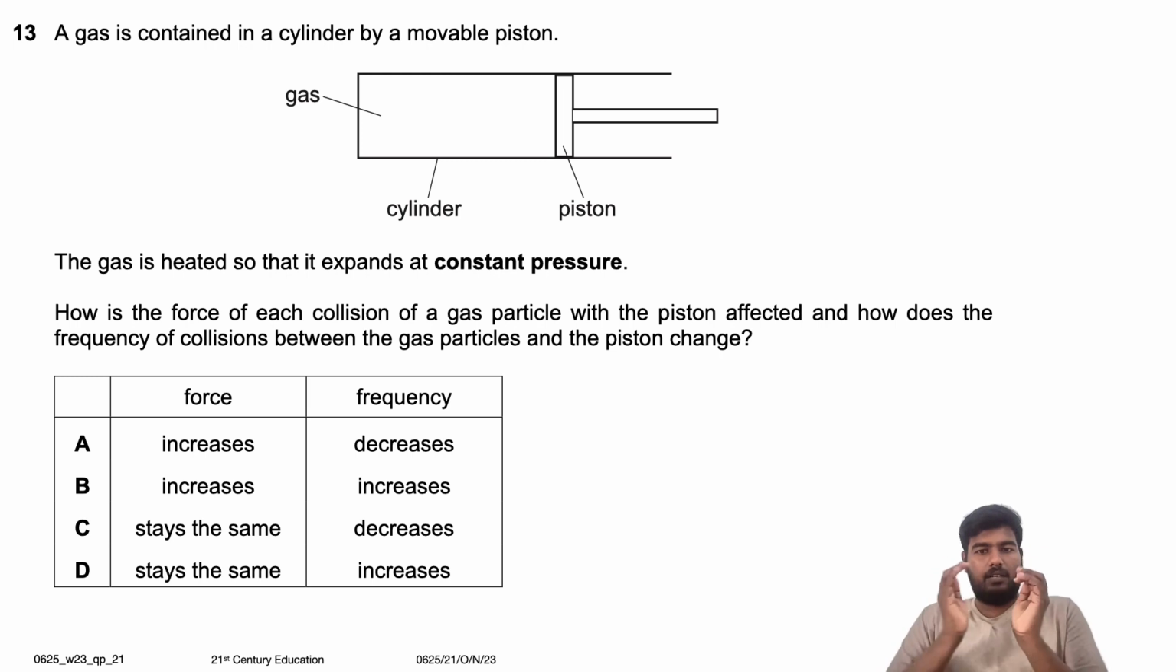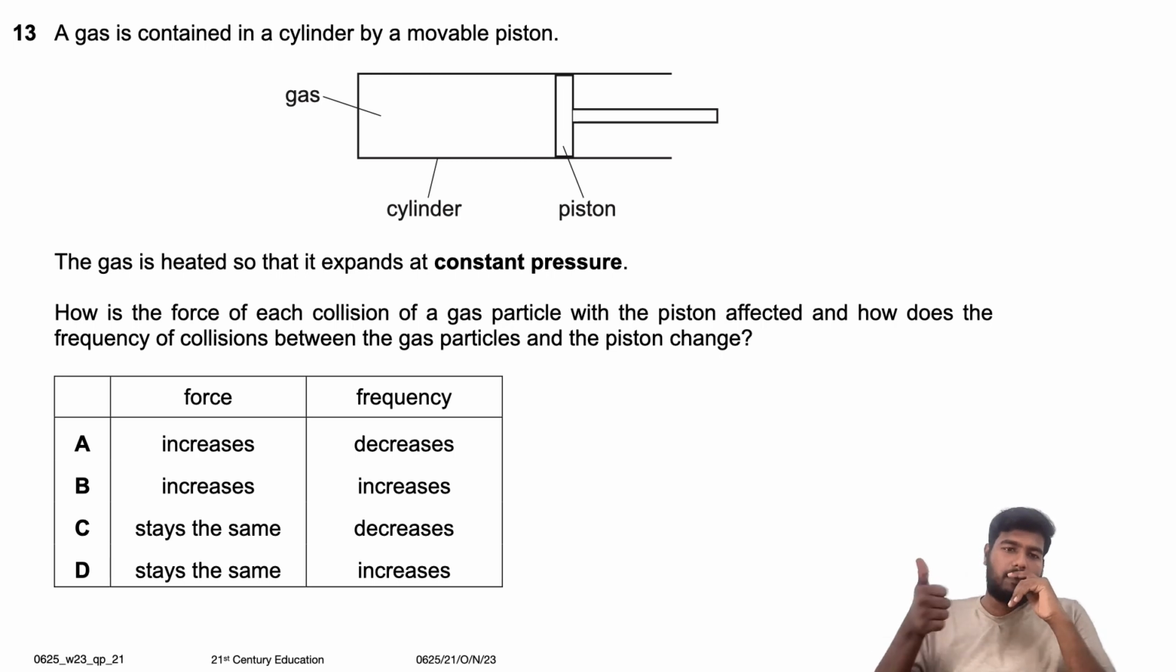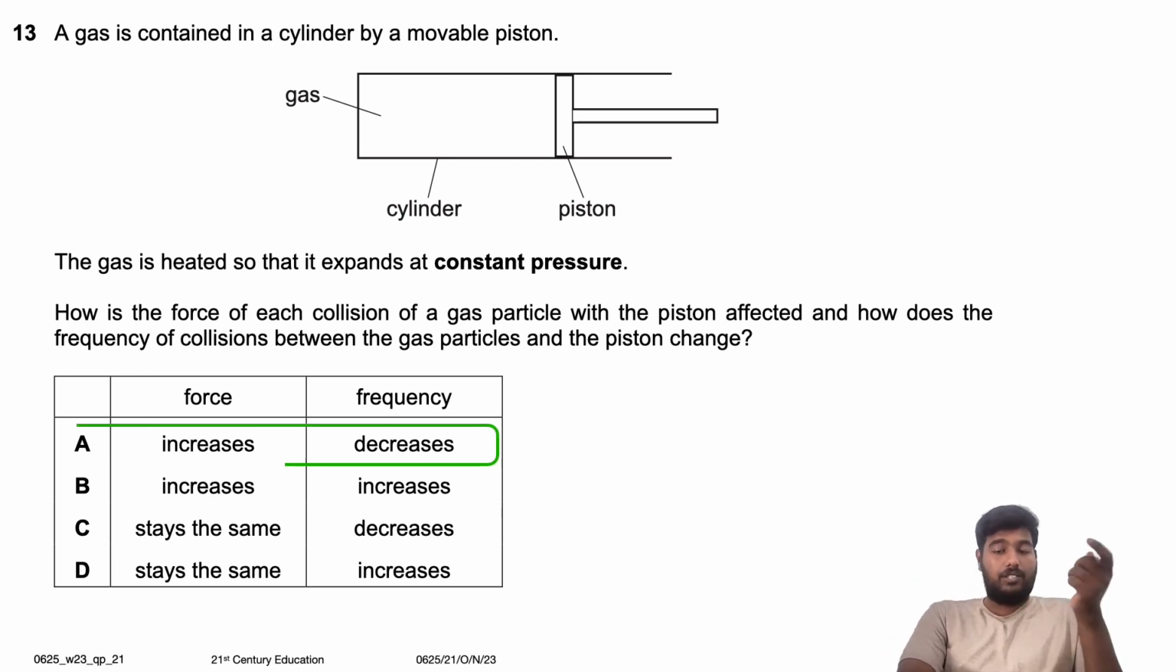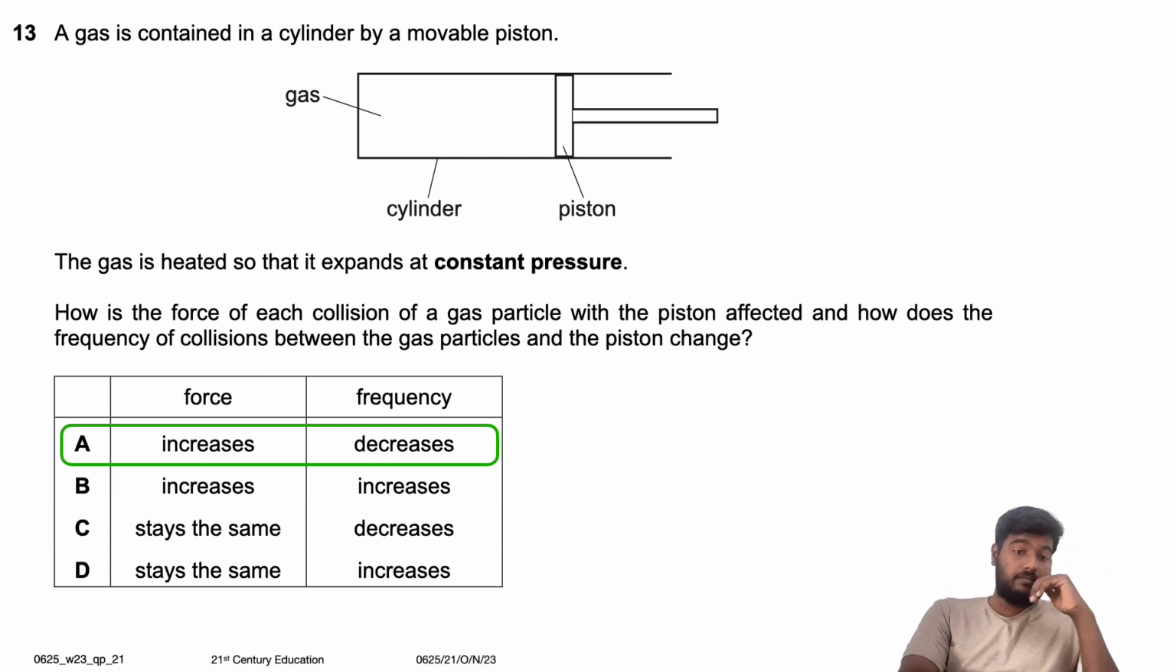Why does it decrease? Initially in a smaller volume, they bounce back and forth very frequently. As you go on, the volume increases, so these collisions become less and less frequent. Okay, at a point they no longer collide, so the volume will not expand. So force increases, frequency of collision decreases. Option A.